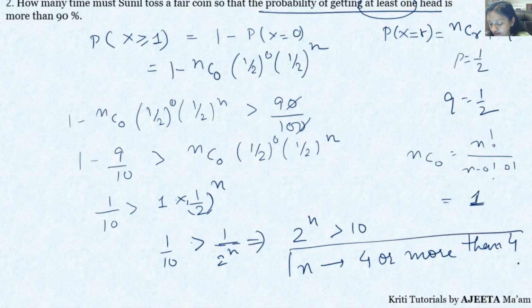So your n is, so कितने ट्रायल्स उसको करने हैं, 4 या 4 से ज़्यादा, तब probability of getting at least one head is more than 90%. So that's your final answer. So n is 4 or more than 4. So this is very, very important, right? So this is how you go for the solution. Now let's move on to the next.